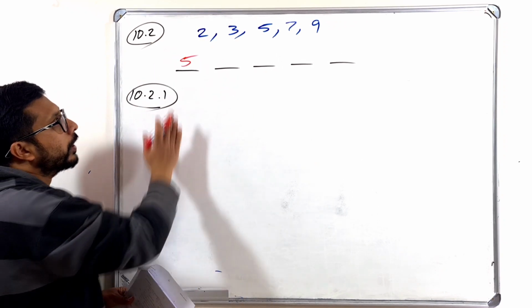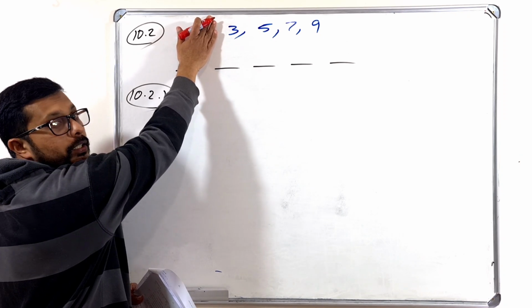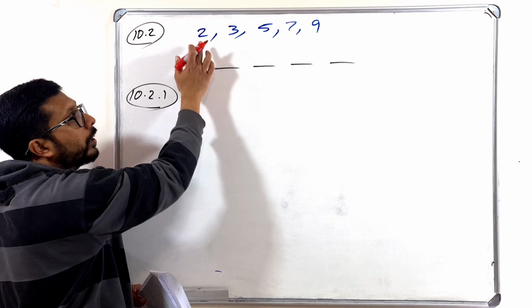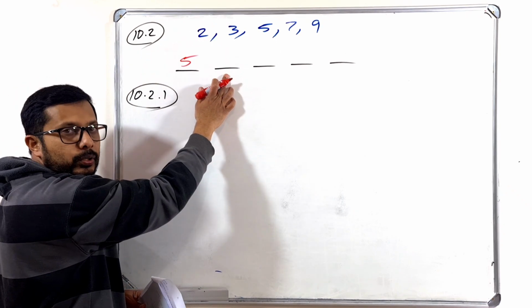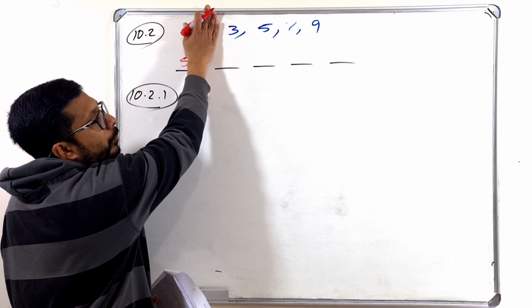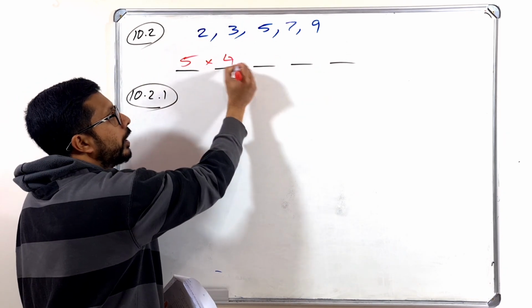Okay, so assume that I used one number. So how many numbers are remaining? 4, because I'm not allowed to use this one again. So for this position to be filled, how many options do I have? Only 4 more options. That means times 4.